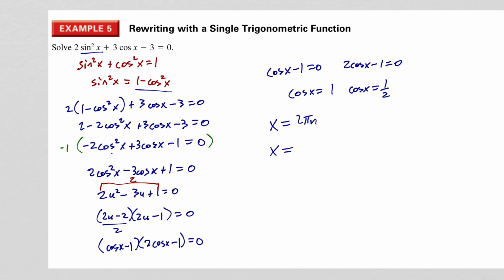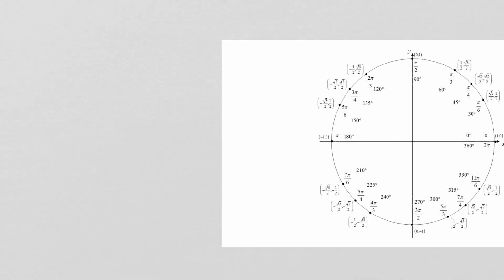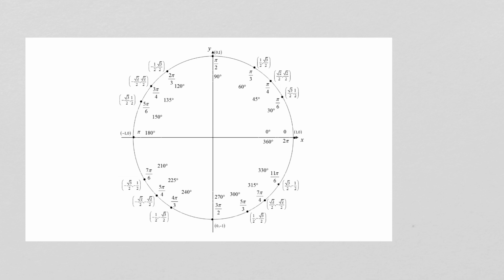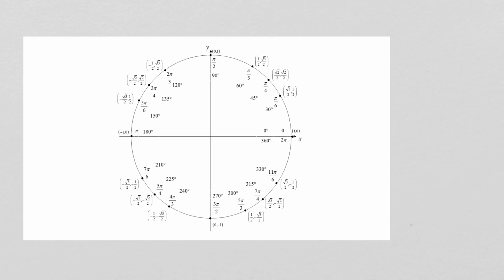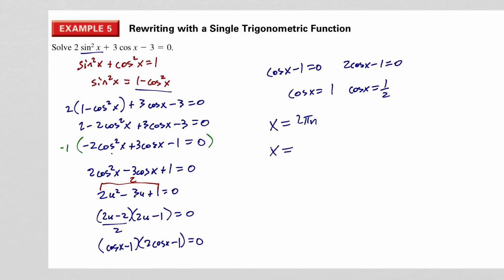And then cosine x is 1/2. So we're going to have cosine is the x coordinate, so it's 1/2 here at pi over 3. And it's also positive 1/2 here at 5 pi over 3. There's not really a way I can get both of those with one equation, so I'm just going to generalize it to two equations. So I'm going to say pi over 3 plus 2 pi n and 5 pi over 3 plus 2 pi n.